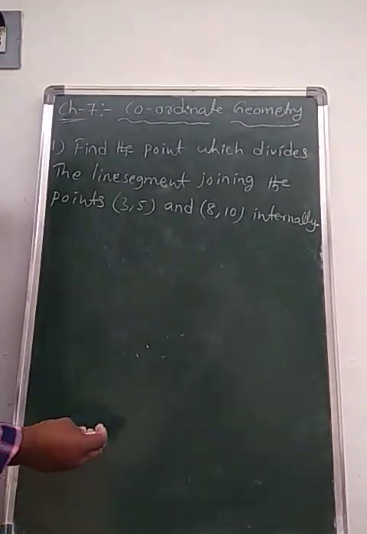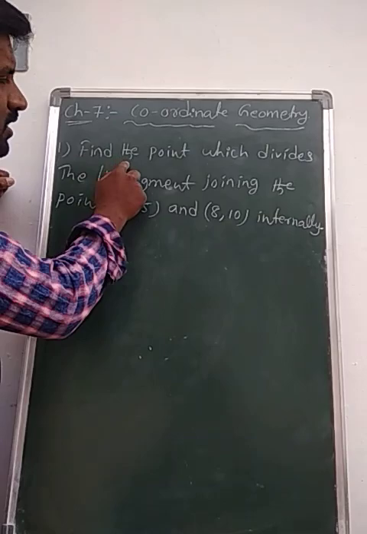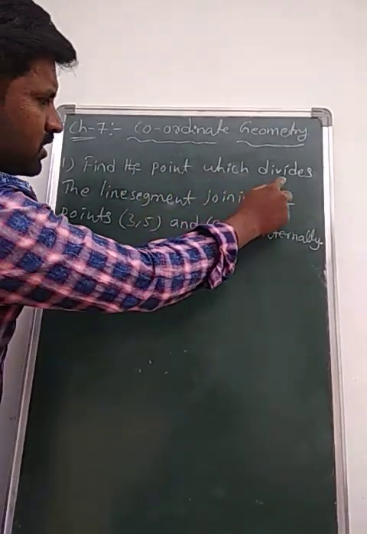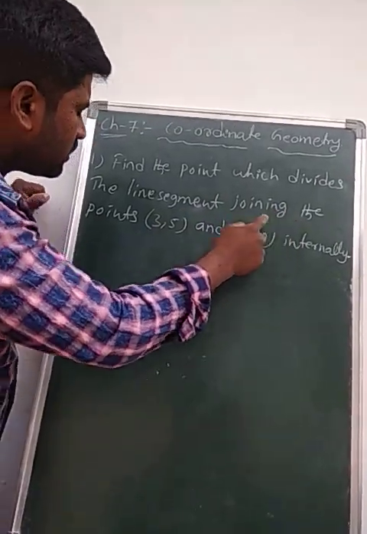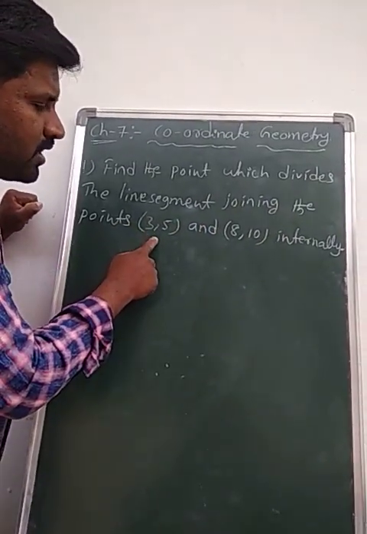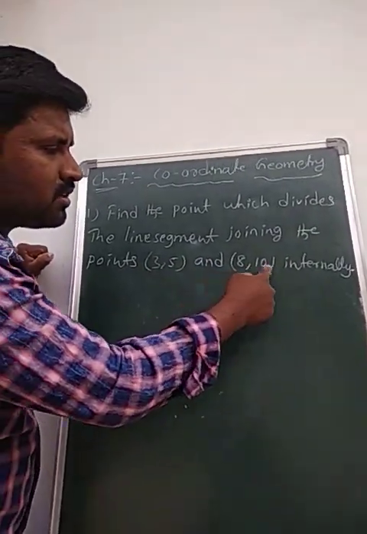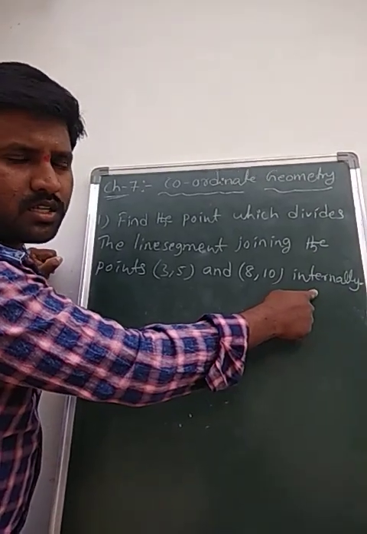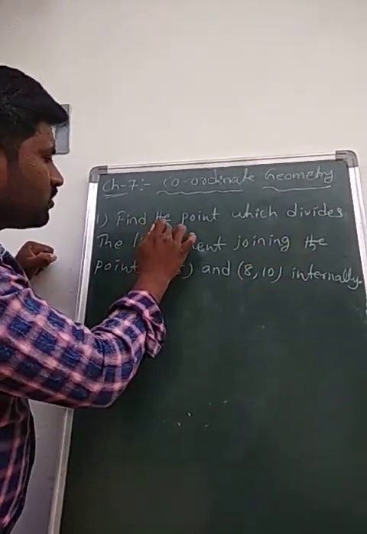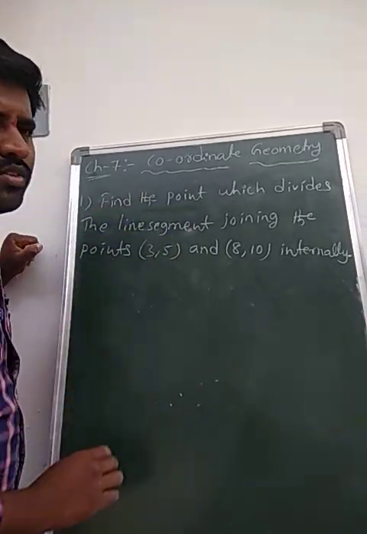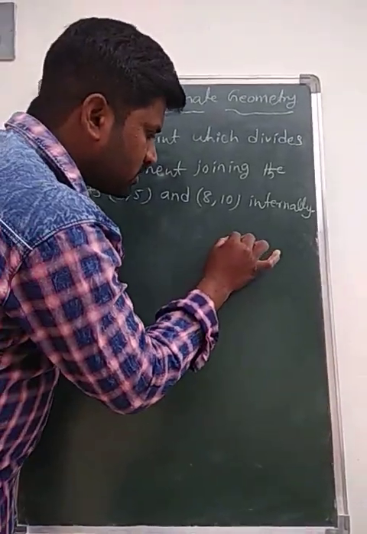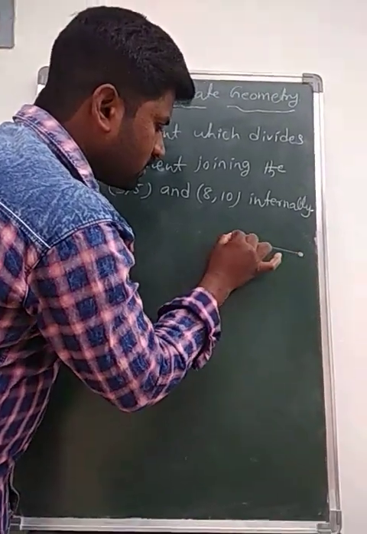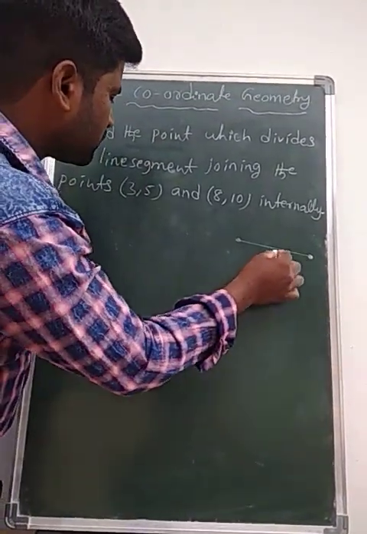Now, see the question here. Find the point which divides the line segment joining the points (3, 5) and (8, 10) internally. Okay, so we want to find the point P(x, y). This is required for understanding purpose. I am drawing a diagram.